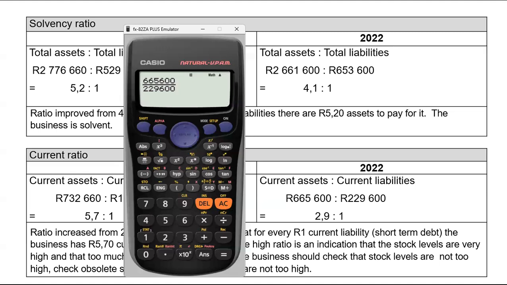All right, moving right along. Now let's calculate the acid test ratio. The formula for calculating the acid test ratio is you take your current assets, you minus your inventory, over your current liabilities.